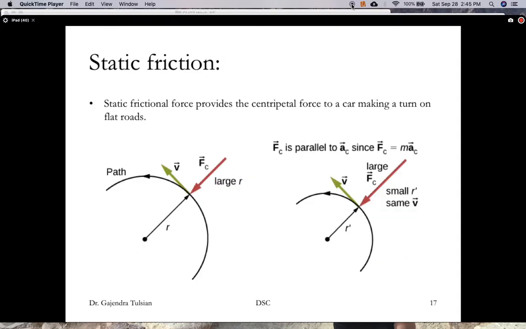Now let's look at objects describing uniform circular motion. So let's say you're driving on a circular road of radius r, and if you're driving in a circle at speed v, what you need is a centripetal force in that direction. The centripetal force you need is mv squared by r, where r is the radius. v squared by r is, of course, the centripetal acceleration.